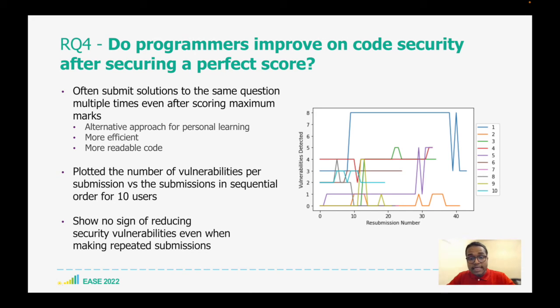We tried to investigate if any programmers were trying to remove vulnerabilities or improve the security of their code while making repeated submissions. Hence, we plotted the number of vulnerabilities per submission for the most highly repeated submissions and found that there was no real decrease. Hence, we concluded that the programmers do not try to reduce the number of vulnerabilities in their code even while making repeated submissions.